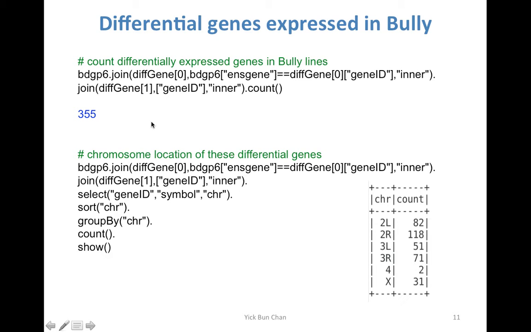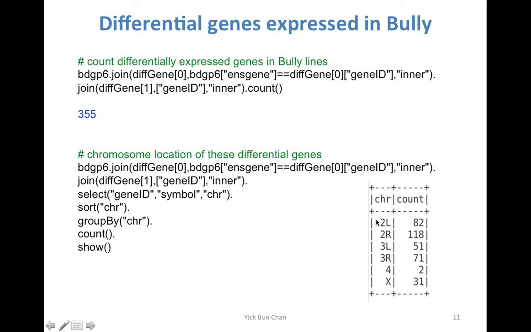Next, I also want to see the genetic difference between the bully and wild-type Cantonese lines. I look at the common genes in these two datasets, bully versus Cantonese at 25 or at 19 degrees Celsius. There are a total of 355 genes in common. And when I look at the chromosome location, I have some interesting findings.